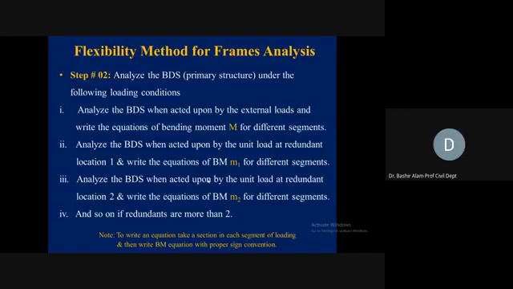Now analyze the basic determinate structure when acted upon by the unit load at redundant location 1 and write the equation of bending moment M1 for different segments. Then analyze the basic determinate structure when acted upon by the unit load at redundant location 2 and write the equation of bending moment M2 for different segments. So for a 2-degree problem, you will go up to step number 3. If you have a higher degree of indeterminacy, and redundants are more than 2, you will have to continue till the degree of indeterminacy.